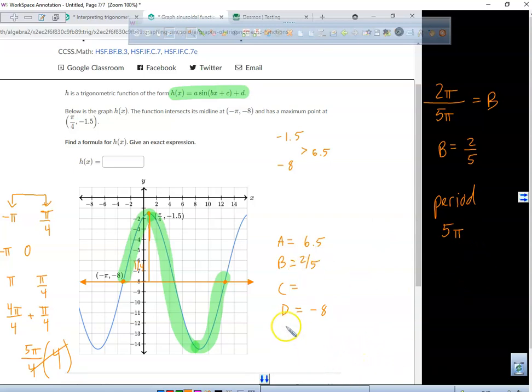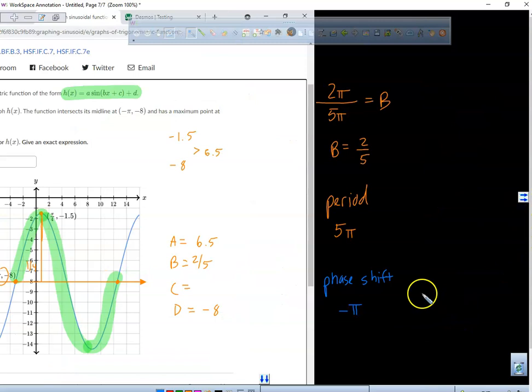Now I just got to look at my c value. Well, it looks like I shifted over right there. I can see the phase shift. My phase shift is literally -pi. That's where it's starting. So my phase shift is -pi. What's the formula for phase shift? Formula for phase shift is C over B.